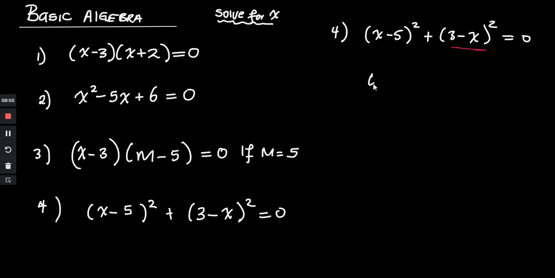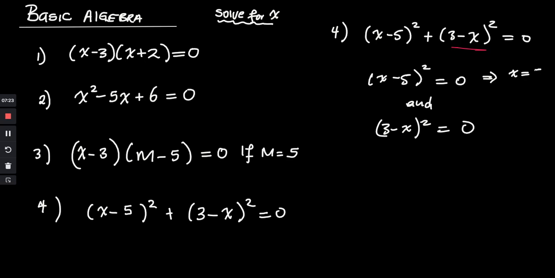It means that (x - 5) squared needs to be 0. At the same time, we're going to have "and" in this case. At the same time, the other bracket, which is (3 - x) squared, has to be 0 as well for us to have the solution being 0 on the right hand side. So this means that x - 5 must be equal to 0, which means x is equal to 5. And in this case, 3 - x has to be 0, which will mean that x is equal to 3. So this is how you go about solving this problem.